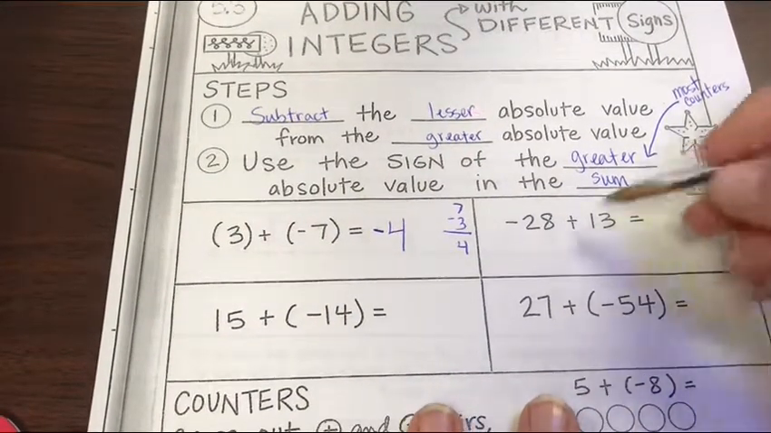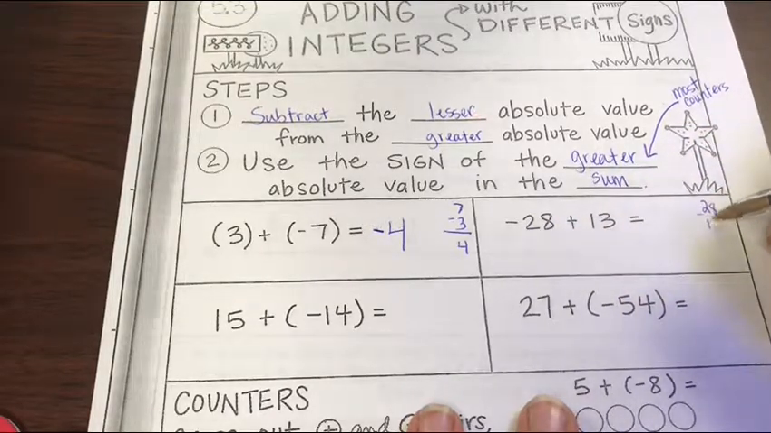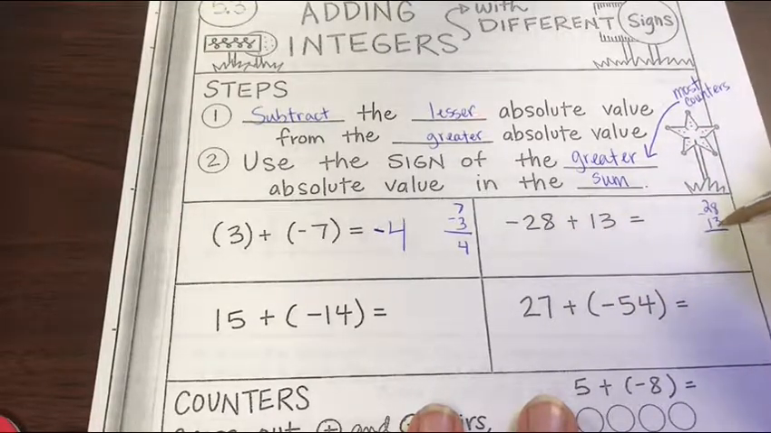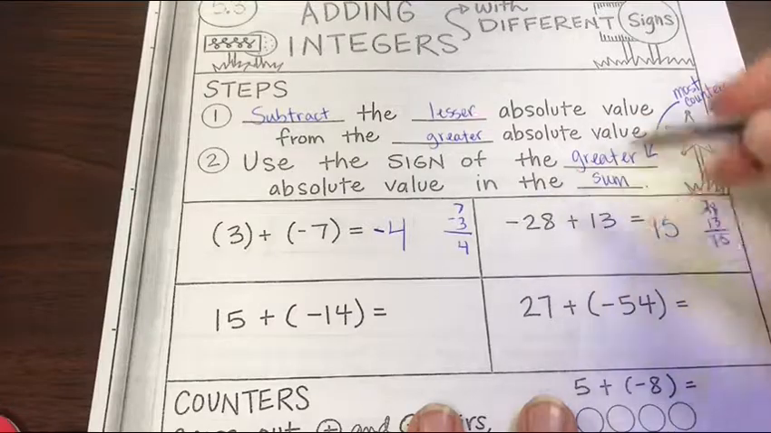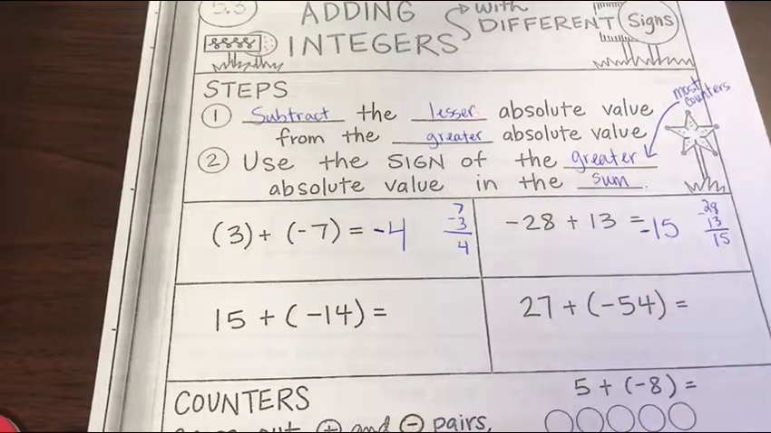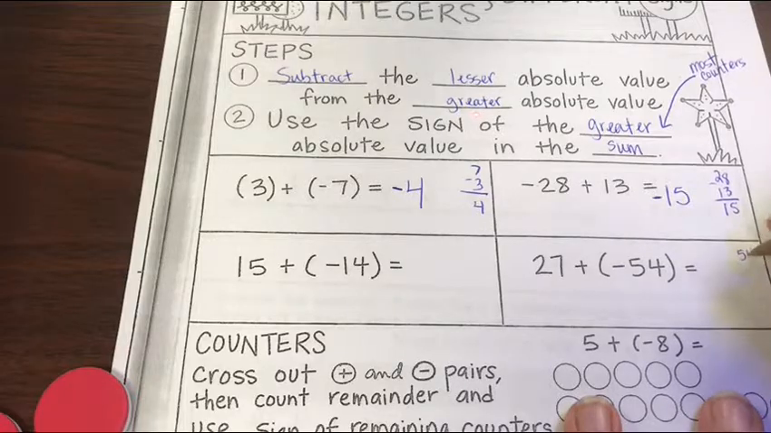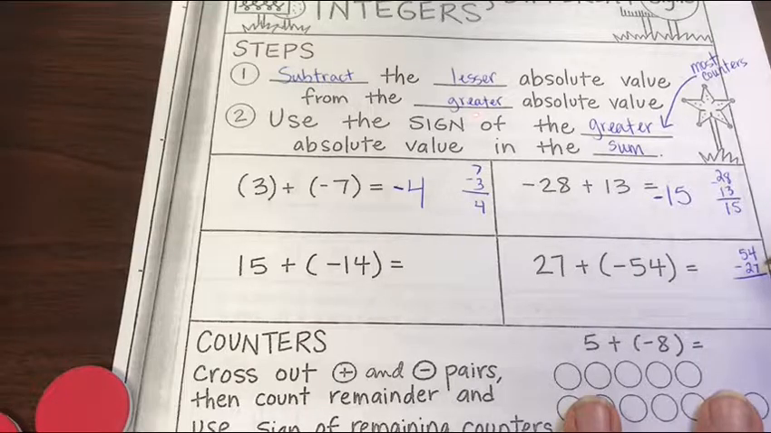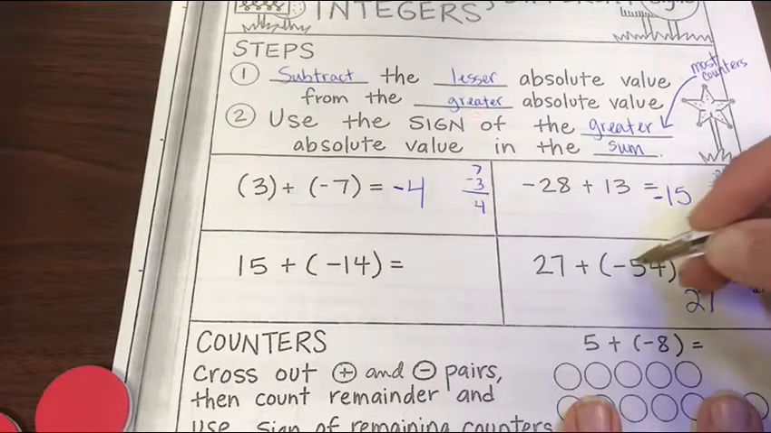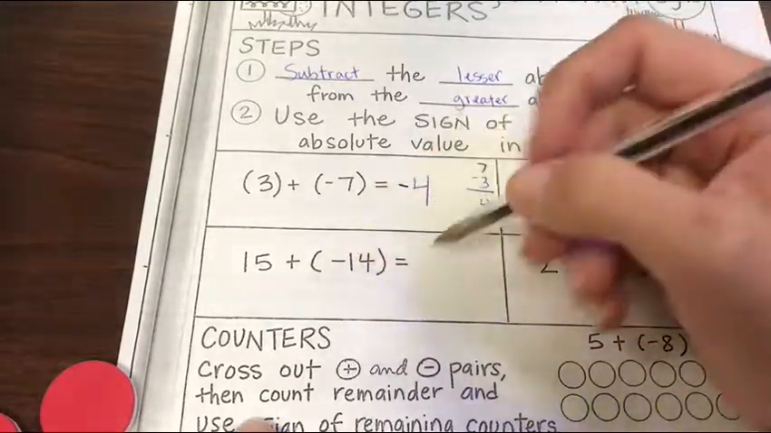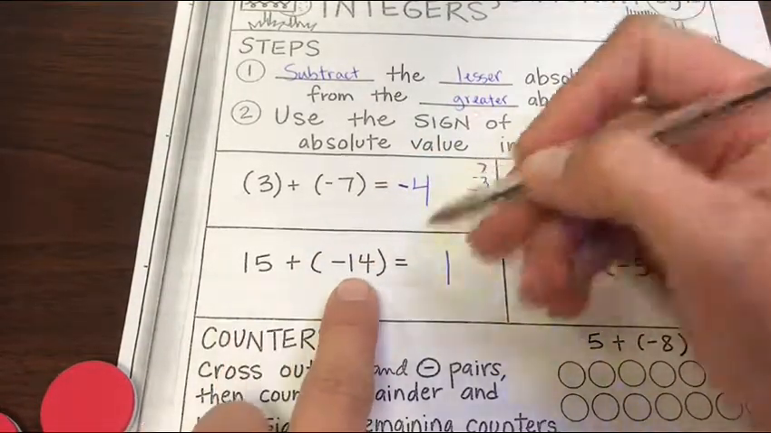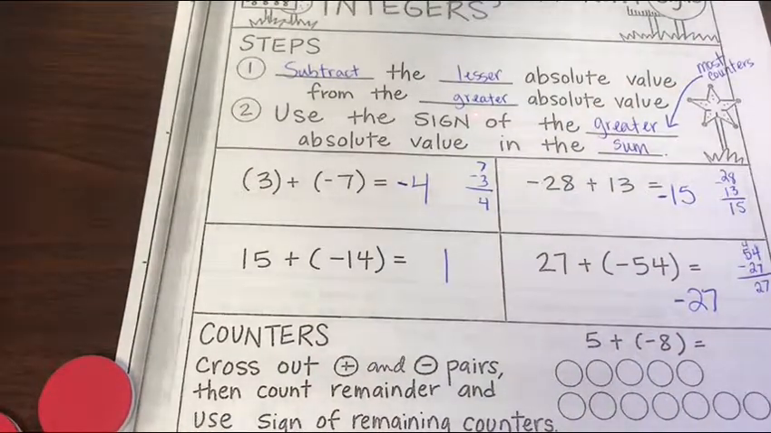So let's look at this one. They're different signs, so we're going to subtract. As I'm doing this, I'm taking away those 13 zero pairs. So I have 15 counters left, and they're going to be negative, since I had more negative counters. This one, 54 is negative and this is positive, so different signs. I'm going to take away those 27 zero pairs, and I'm going to have 27 left over, but they're going to be negative since I had more negative counters. Here, 15 minus 14 is 1. I have more positive counters than negative, so my answer is just going to be a positive 1.